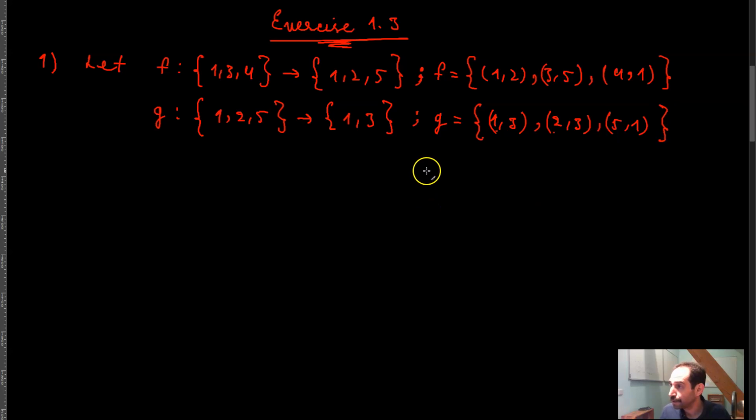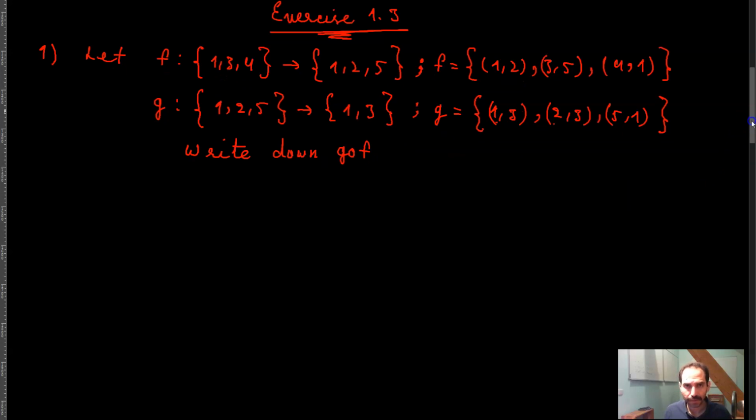Right? You want to write g∘f. So g∘f is basically the function that takes you from A to C. So you see that f takes you from this set. Let me rewrite this problem.